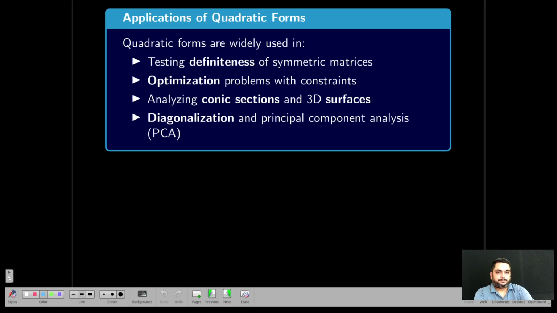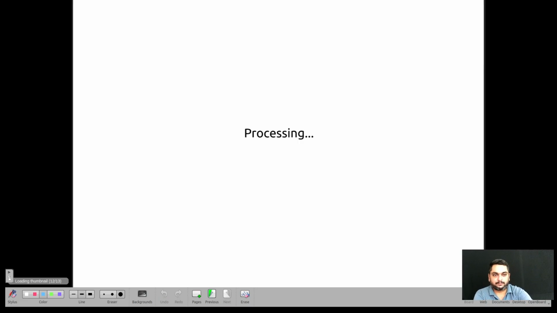So where do you apply this? You apply it in testing definiteness of symmetric matrices, optimization problems with constraints as I explained, analyzing conic sections and 3D surfaces, and machine learning algorithms for diagonalization and principal component analysis. This concept you will see in your machine learning.